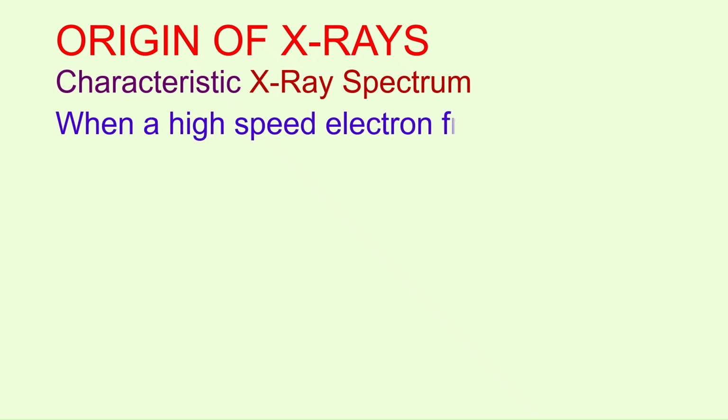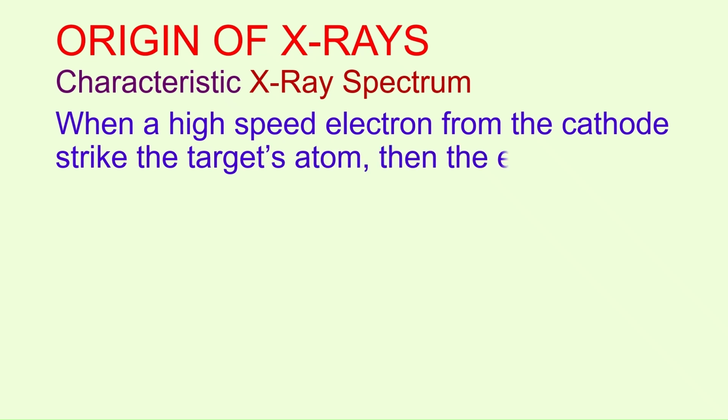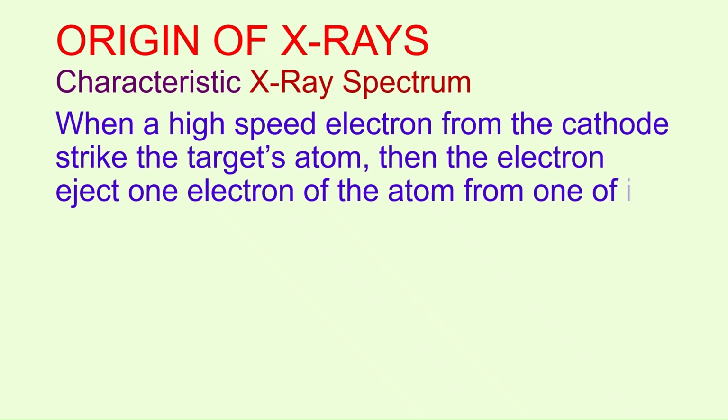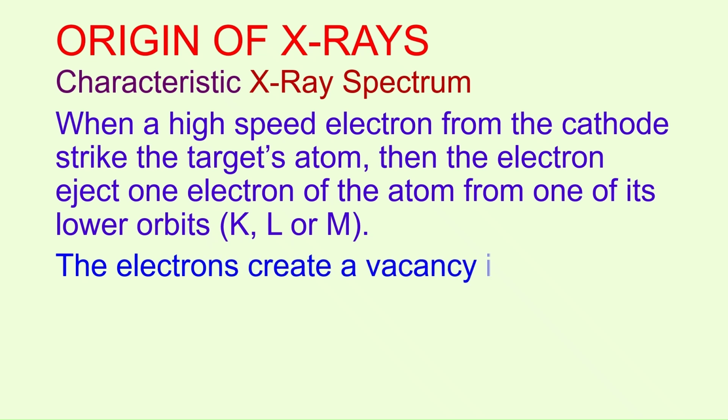Characteristic X-ray spectrum. Note it again. When a high-speed electron from the cathode strikes the target's atom, this high-energy electron ejects one electron of the atom from one of its lower orbits, K, L or M. The ejected electron creates a vacancy or hole in the lower shell or orbit.